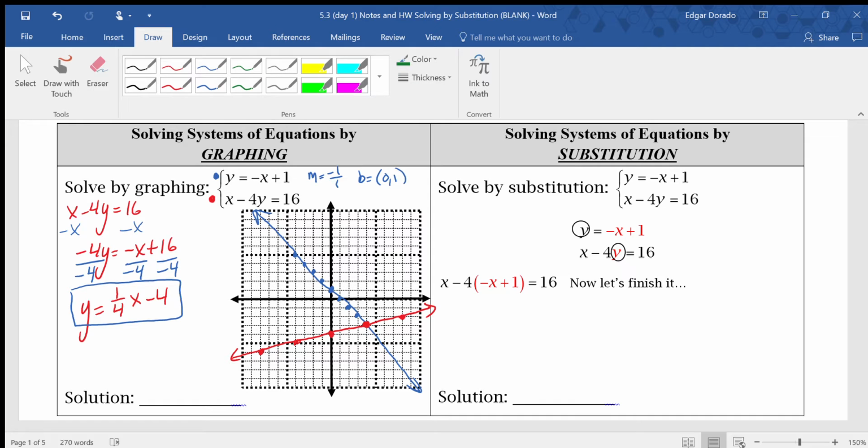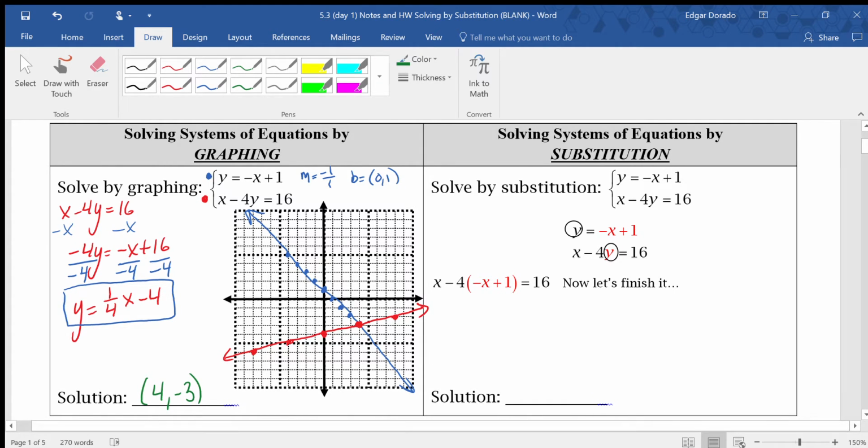Now we can actually see our point of intersection, and as you can see, that would be the point (4, negative 3). So the solution to this system is (4, negative 3), meaning if I were to substitute those x and y values into my original system, it would give us a true statement for both situations. Now let's use a different method to see if we get a similar answer.